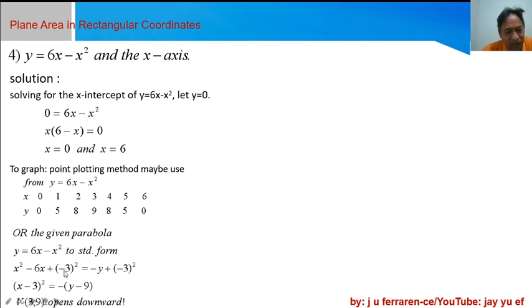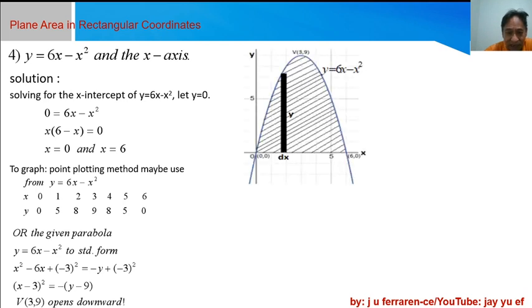To neutralize the effect of a term added into an equation, we can also add the same term on the other side. Factoring out a negative 1 before our y, we have a factor of y minus 9. The vertex is at 3, 9. And since this is minus, the parabola will open downward. And this is now the graph.